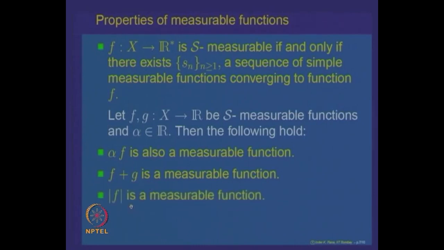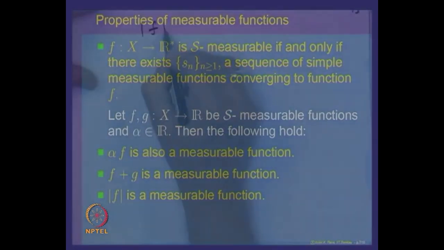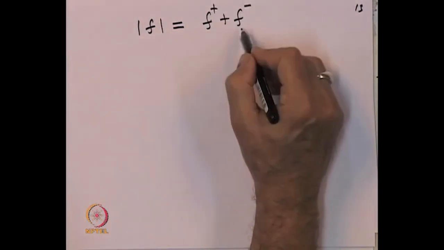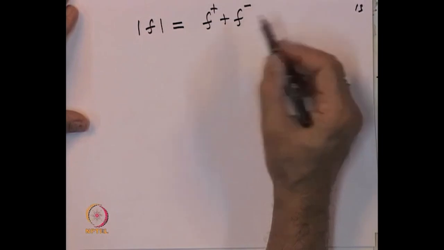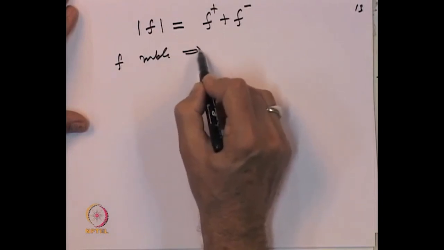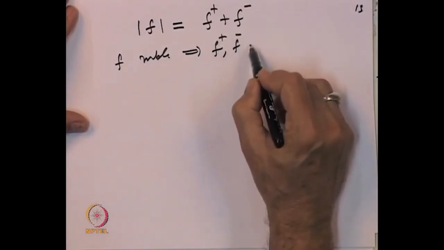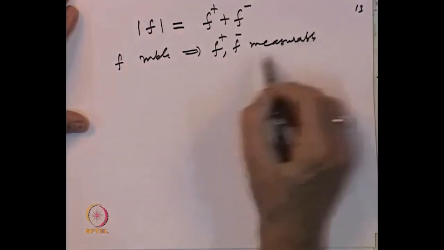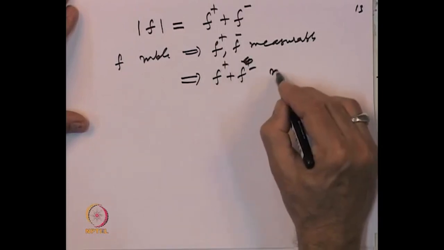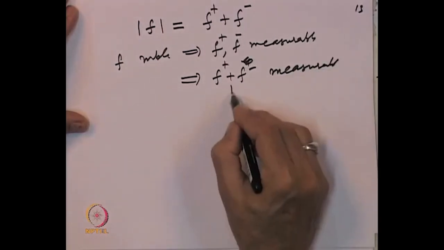Let us look at the next property. If f is measurable, then mod f is also measurable. Why is mod f measurable? You can look at it in two different ways. Now, we have enough techniques to conclude this. Either we can write mod f equal to f plus plus f minus. This is an observation which will play a role later on also. This is the positive part of the function, this is the negative part of the function. f measurable implies both f plus and f minus are measurable, which implies f plus plus f minus is measurable, and this is precisely mod f.